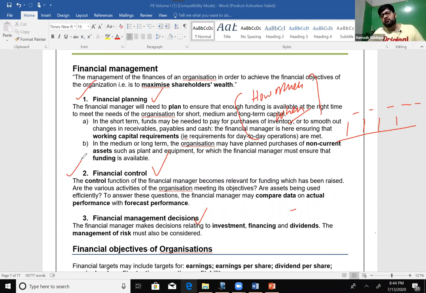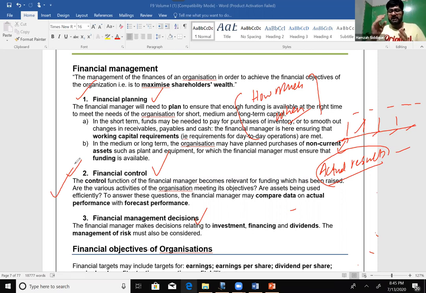The second is financial control. Once you have made a plan, you compare actual results on a regular basis to see whether things are moving in line with the plan. How much deviation is there, and what can they do to correct the company and keep it on track with the plan? So with financial control, if the company's objectives are not going to be achieved, what action should they take to get the company back on track?